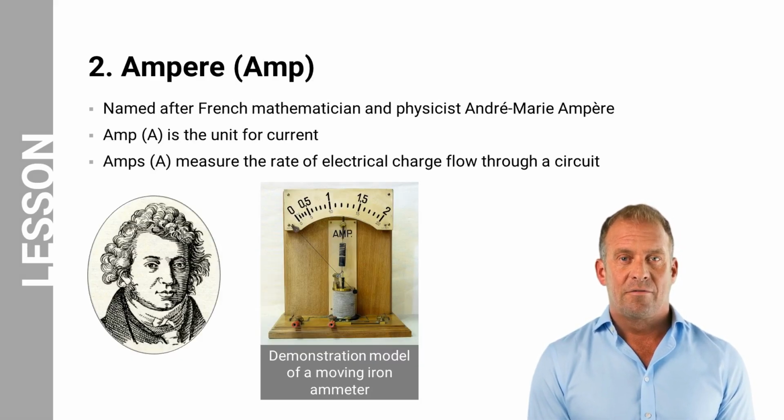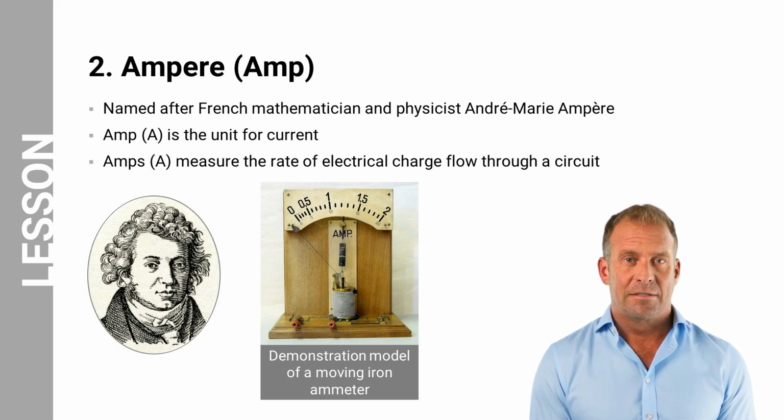Ampere is named after French mathematician and physicist André-Marie Ampère, 1775 to 1836. He is considered the father of electromagnetism, along with Danish physicist Hans Christian Ørsted. The amp image is a demonstration model of a moving iron ammeter. As the current through the coil increases, the plunger is drawn further into the coil and the pointer deflects to the right.